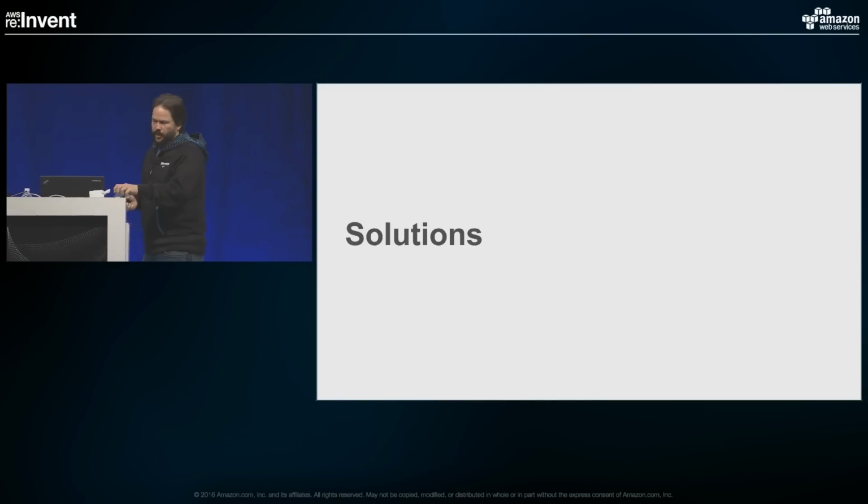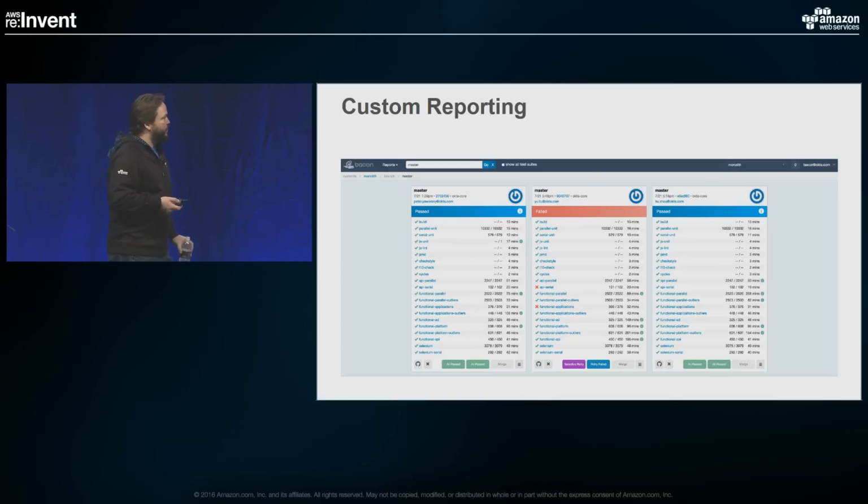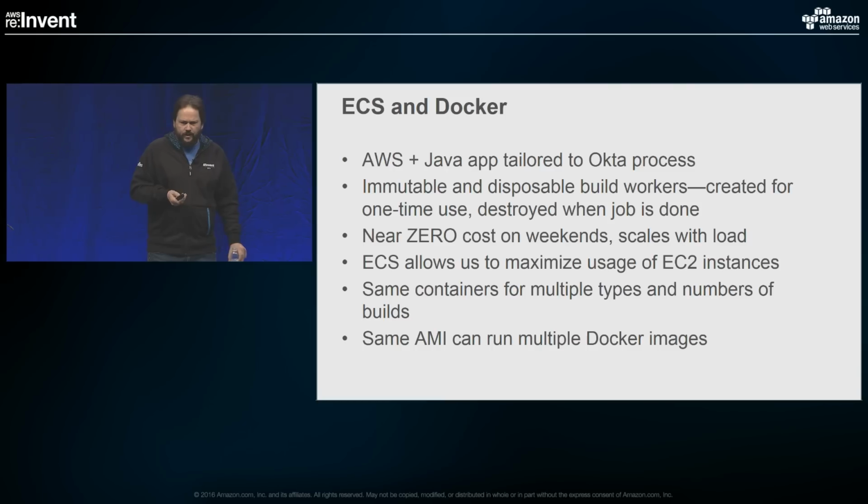So the solutions that we came up with were to write a custom reporting app, and this is what it looks like. This is our main product, and you can see the 22 suites that run at the same time. This has our custom policies and procedures built in. You can do promotions, you can do builds, deployments, things like that from in here. And then to use ECS and Docker.